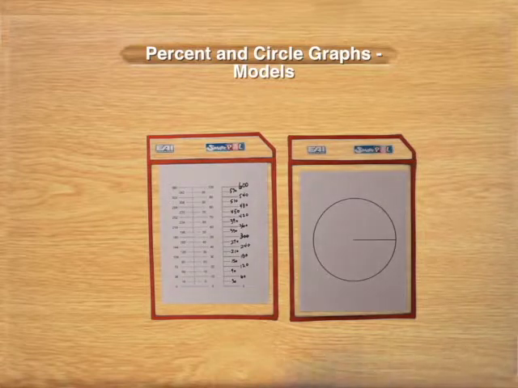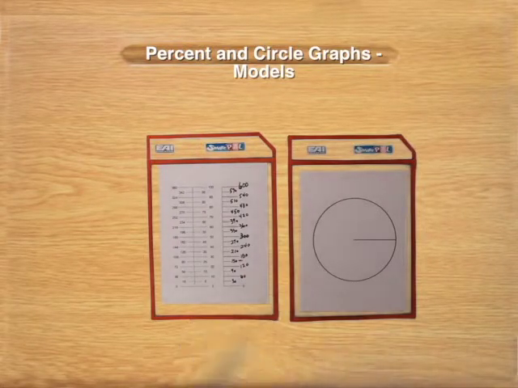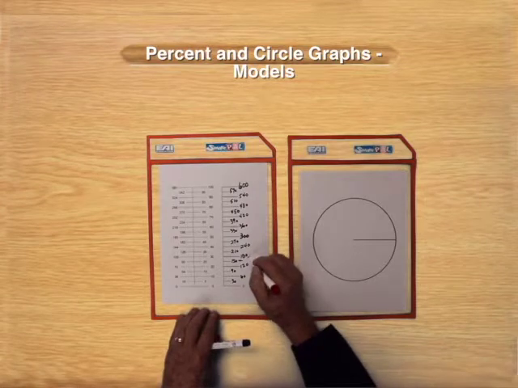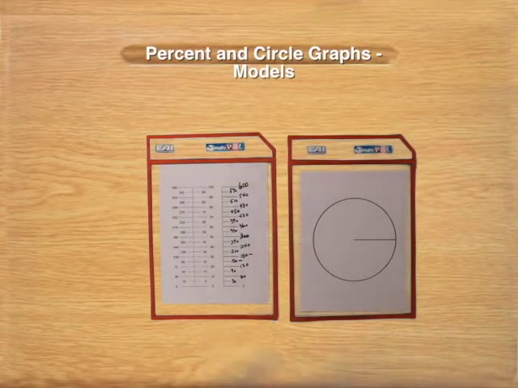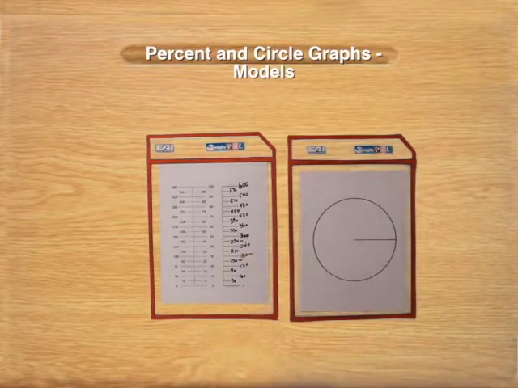So let's suppose that we have 3 people. One of the people made $150 of the profits. Another person made $180 of the profits. And another person made $270 of the profits. And what we want to do is draw a circle graph for these 3 people.